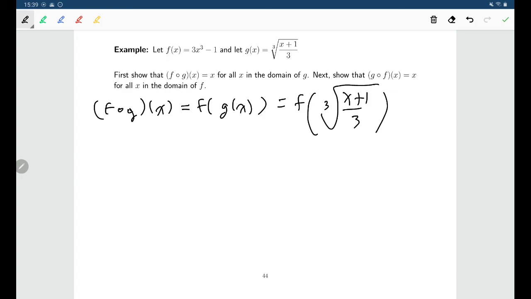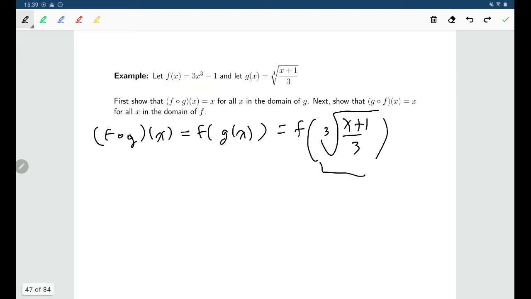And then, of course, remember that when we're putting this inside of f, we'll be replacing the x in that function with this cube root of x plus 1 over 3. So f, the original function, was 3 times the input value cubed minus 1. And here the input is cube root of x plus 1 over 3. And now we're just going to simplify this.